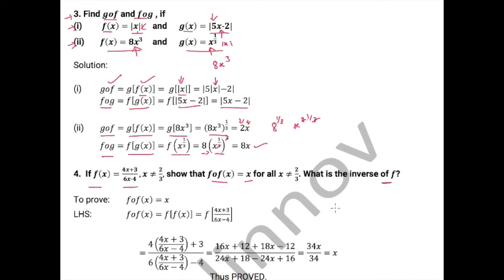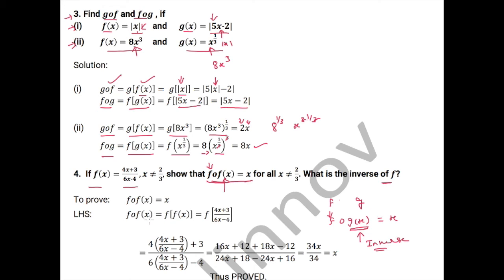So notice that if I have two functions f and g, and if f of g of x yields x, then g of x is nothing but the inverse of f. So if we could prove that f of f of x is equal to x, then f is the inverse of f, that is f is the inverse to itself.